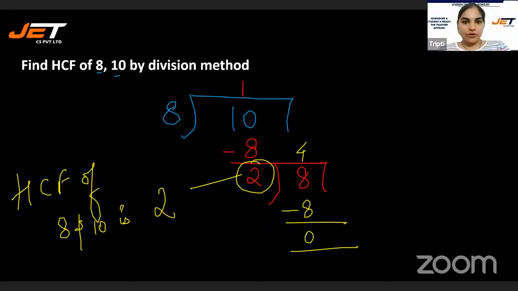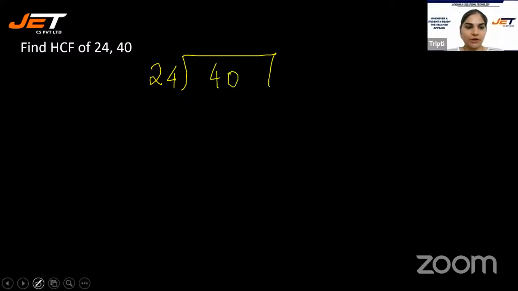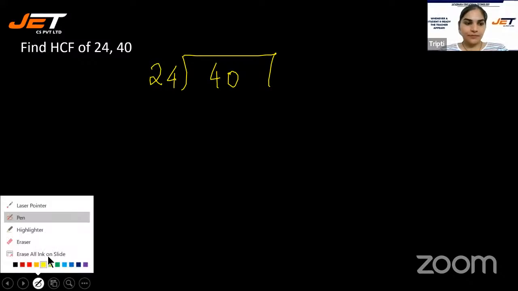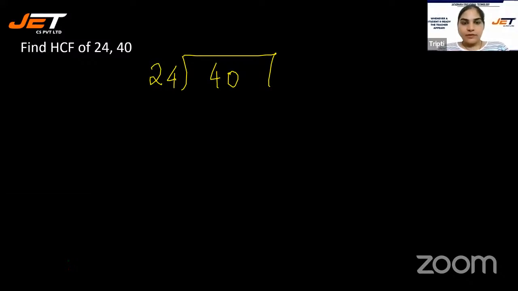All right. So next thing is HCF of 24 and 40. Try to do it by yourself. 24 is smaller than 40, so 24 will be here. 40 will be treated as a dividend. Let's do this. Come on. Super easy again.